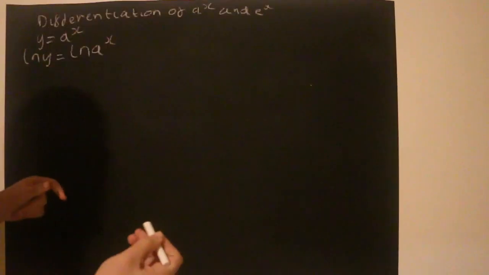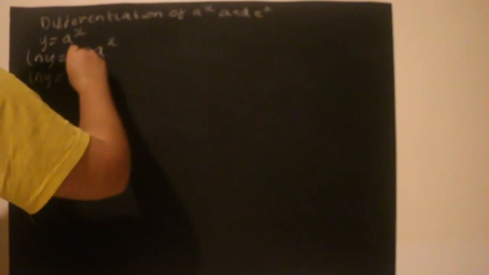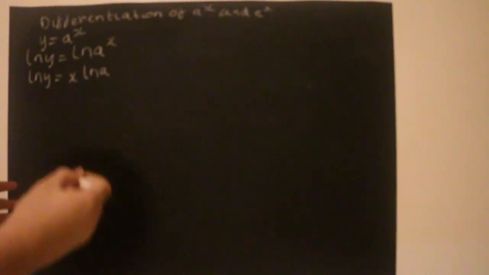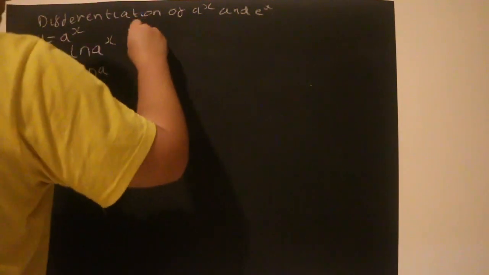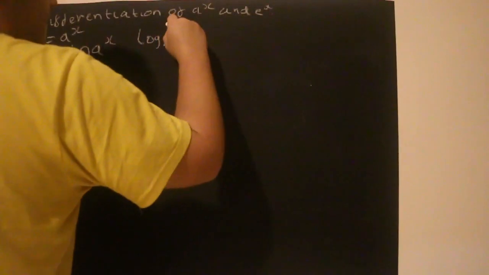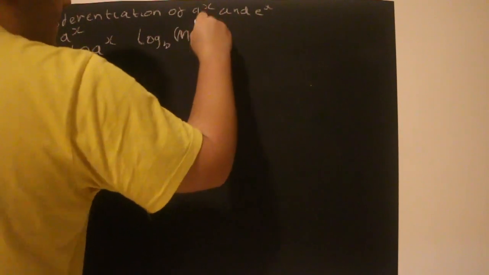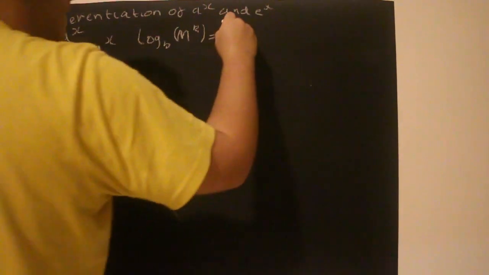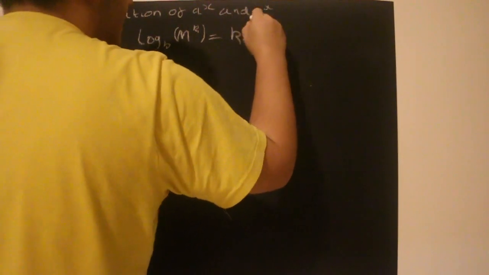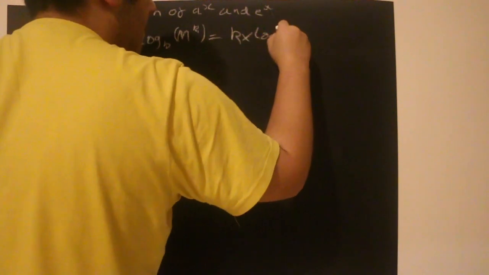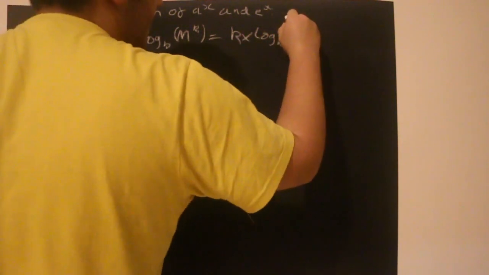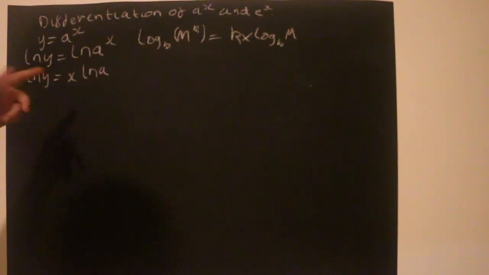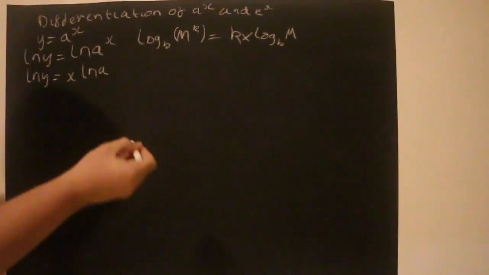But first, let's use our log rule to change this. So we're going to leave ln y as is, and then make this x times ln a. So this is using the log rule of log b of m power k is equal to k multiplied by log base b of m. That's basically what we did over here. But instead of log of base b, we have log of base e, because that's what natural log is.